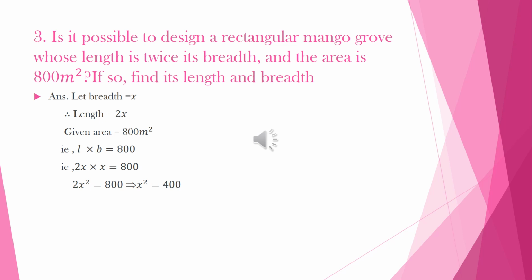Also given area is equal to 800 meters square. Area of a rectangle is L into B. So substituting the value 2x into x equal to 800, we have 2x square equal to 800. From this, we can find x square is equal to 400. Taking the square root, x is equal to root of 400, which is equal to 20. That means breadth is equal to 20 meter and length is equal to 40 meter.